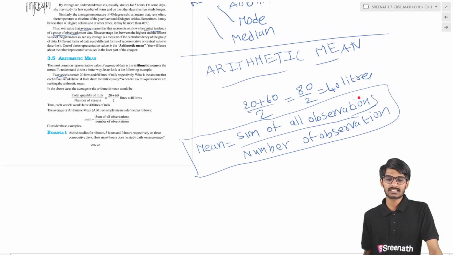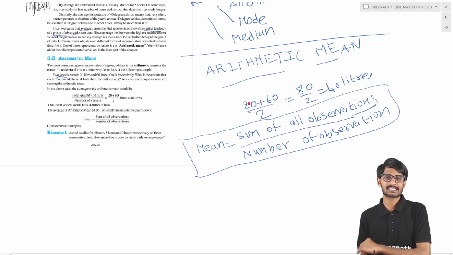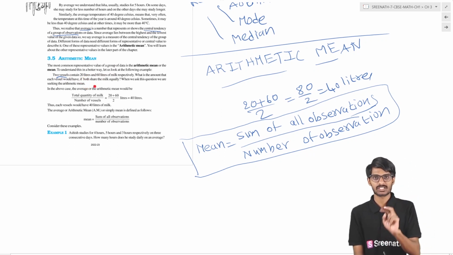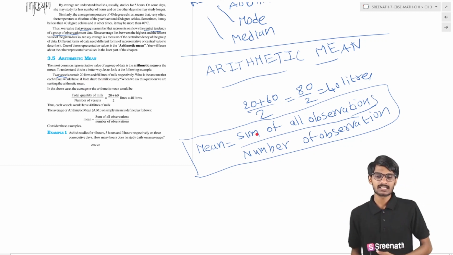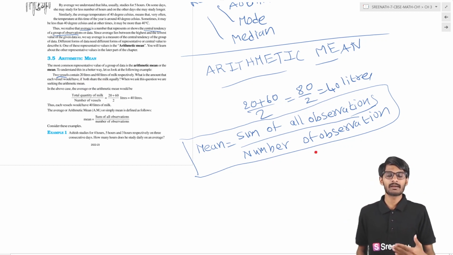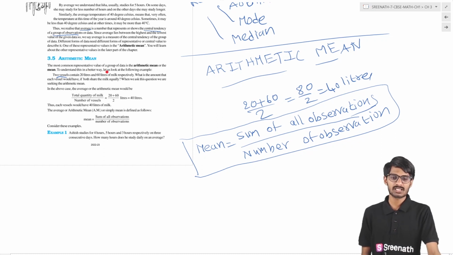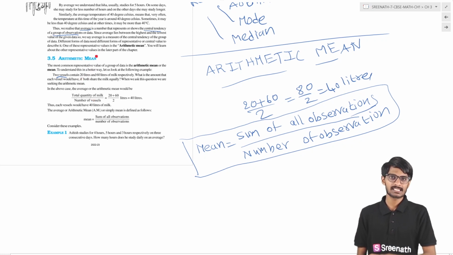What we did in the previous class: we added 20 plus 60, 20 liters in one vessel and 60 liters in another vessel. There are two observations, 20 liters and 60 liters, so we added them. That is the sum of observations divided by the number of observations. There are two values, so we wrote 2 in the denominator. Finally you get the answer. So this is the mean, students. In this way you have to find the mean.